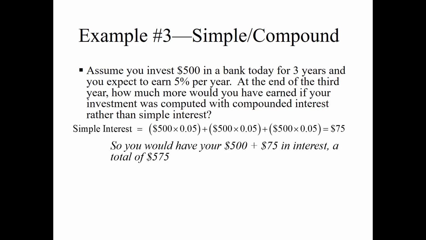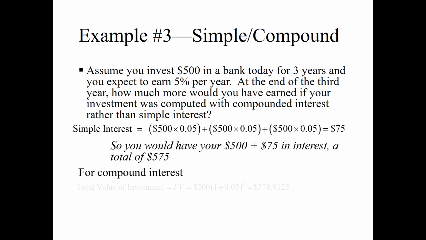And so $500 times 0.05 is $25. And for 3 years, 25 plus 25 plus 25 is $75 in simple interest. So we would have a total of our original $500 investment plus our $75 in simple interest.